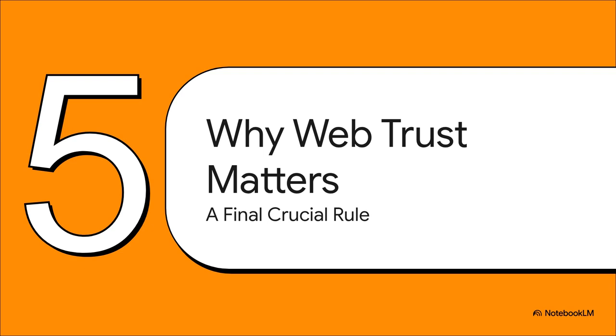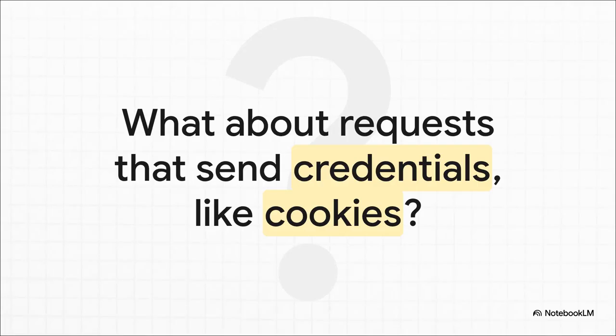We're almost there, but we have to cover one last absolutely critical rule. And this one is arguably the most important of all, because it deals with our most sensitive information. So what about requests that send credentials? You know, things like cookies that keep you logged in, or authentication tokens that prove who you are. By default, for your own safety, browsers will not send these things on cross-origin requests. To make them go, you have to explicitly ask for it, which signals that this is a high-trust situation.